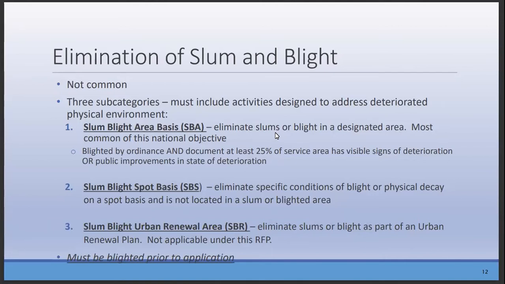The third subcategory is Slum Blight Urban Renewal Area, or SBR. This is where you eliminate slum or blight as part of an urban renewal plan. This type of elimination of slum and blight is not applicable under this RFP. Note that the area must be blighted prior to applying for funding.